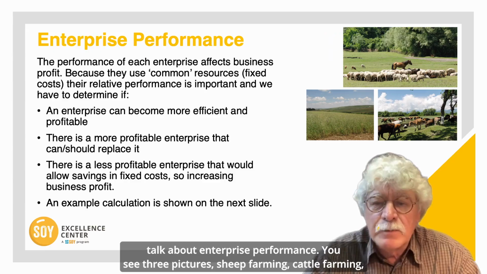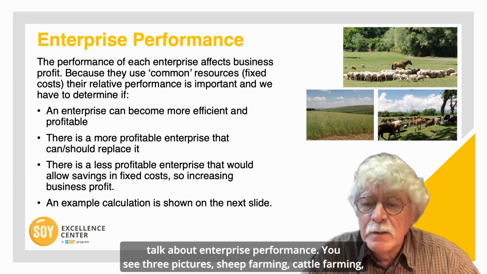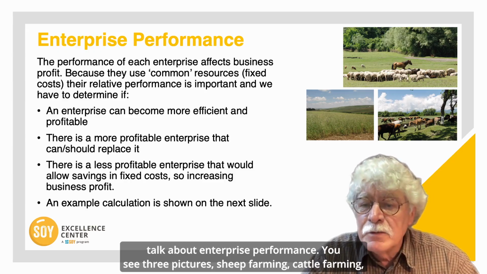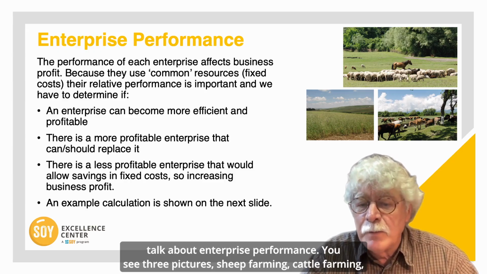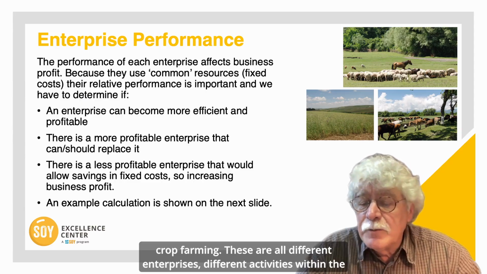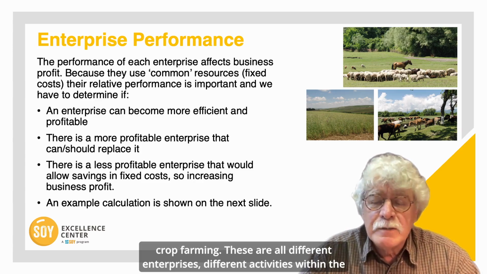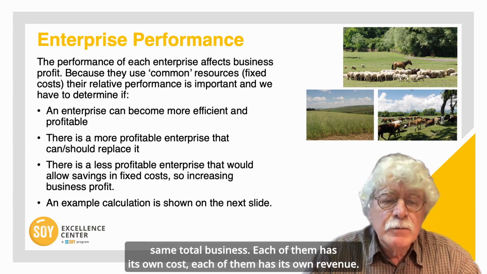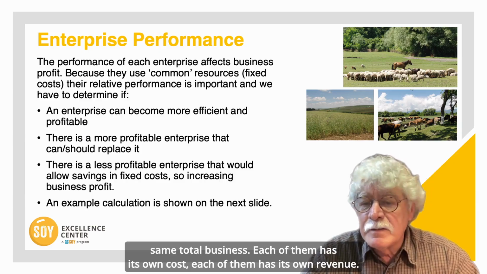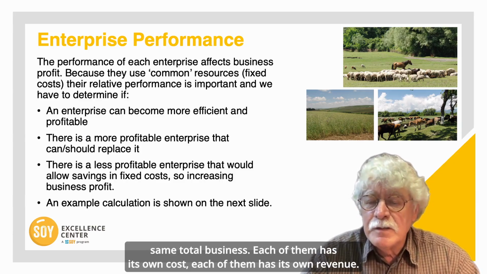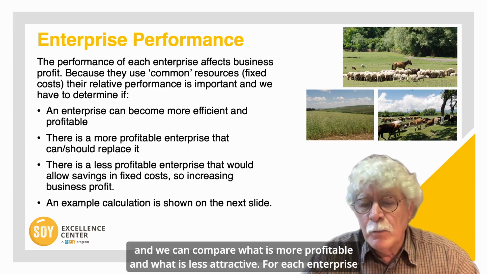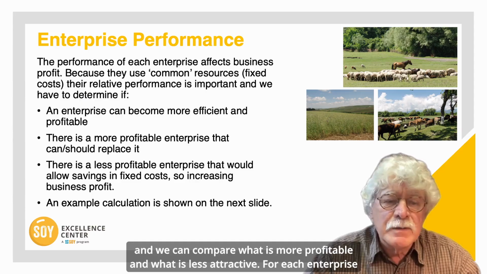And then we talk about enterprise performance. You see 3 pictures: sheep farming, cattle farming, crop farming. These are all different enterprises, different activities within the same total business. Each of them has its own cost, each of them has its own revenue, and we can compare what is more profitable and what is less attractive.